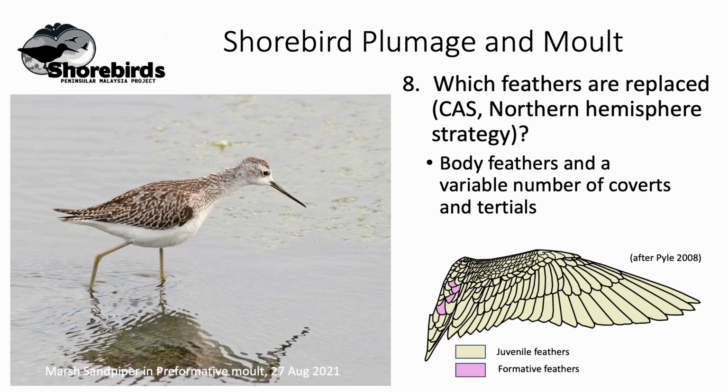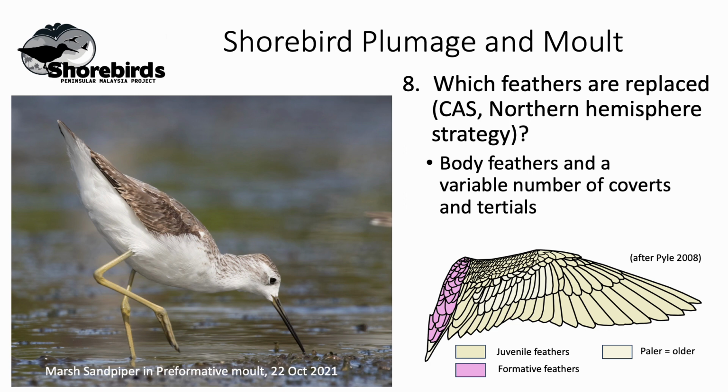So this is the 27th of August. Here's another bird, and you can see on this one pretty much all the scapulars have been replaced. So the scapulars are in formative plumage. And notice also that the juvenile wing coverts, this is taken toward the end of October, are particularly worn and abraded. I've just shown that on this diagram by making those coverts paler, and that just signifies that they're more worn. So in this case, this bird has only molted its scapulars into formative plumage.